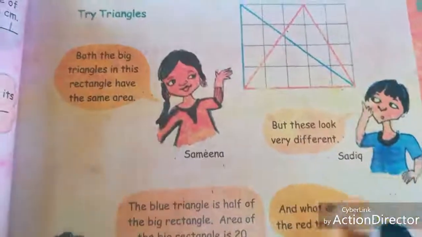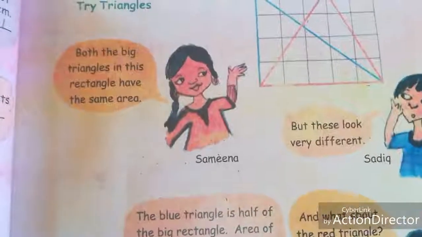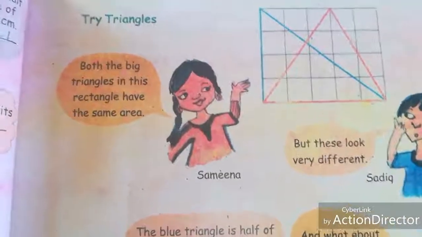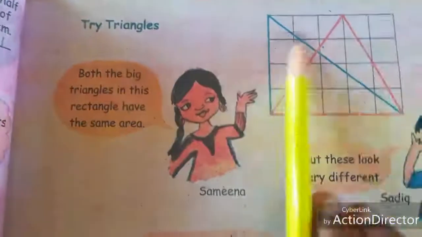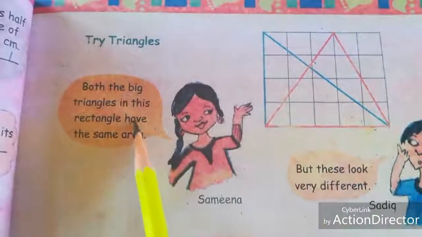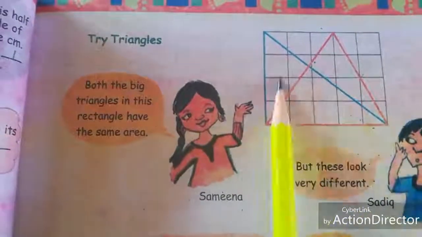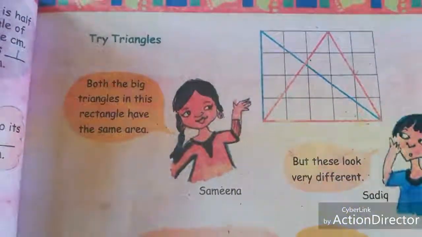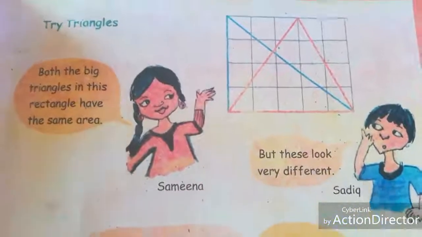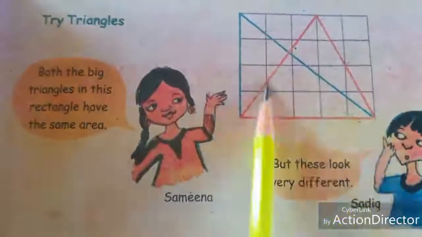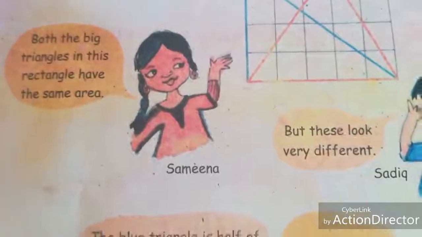See, Samina and Sadiq. This is a conversation between Samina and Sadiq. Now Samina said both the big triangles in this rectangle have the same area. This is the rectangle, and in this rectangle they drew 2 triangles. And then Sadiq said, but these two triangles look very different. But Samina said, it has the same area.